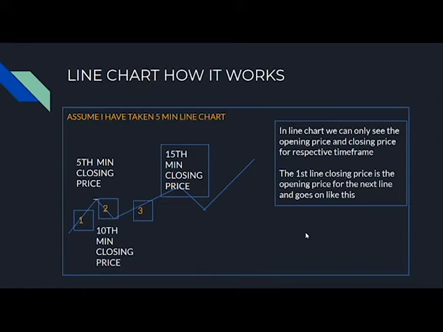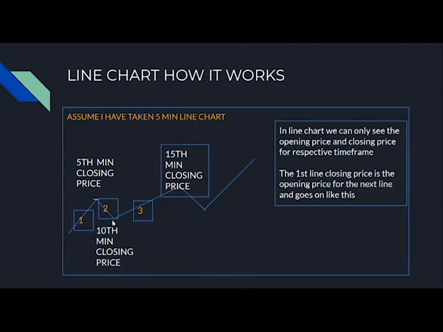Before moving on, many beginners will be using line chart, so it's very important to understand how it works. Basically, a line chart joins 2 points. Those 2 points depend on what time frame we choose. For example, take this chart. Suppose this is the opening price at 9 a.m. This point is the closing price at 9:05 a.m. So joining these 2 points will make a line.